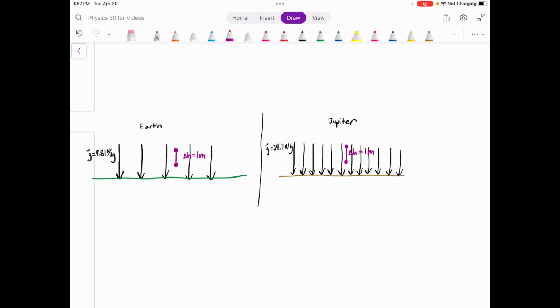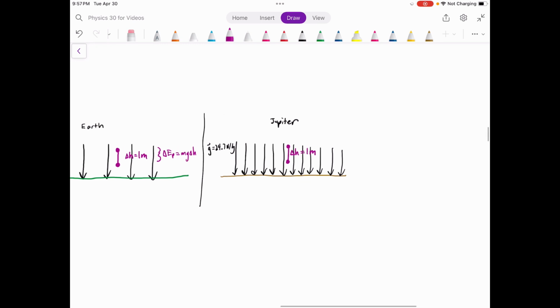Okay, now let's think about this. We know there is a change in potential energy associated with that in both situations, right? There's a change in potential energy associated with moving from one position to the other, both on Earth and on Jupiter. Which one, to move 1 meter in Jupiter's gravitational field versus to move 1 meter in Earth's gravitational field, which of those is going to be associated with a larger change in energy?